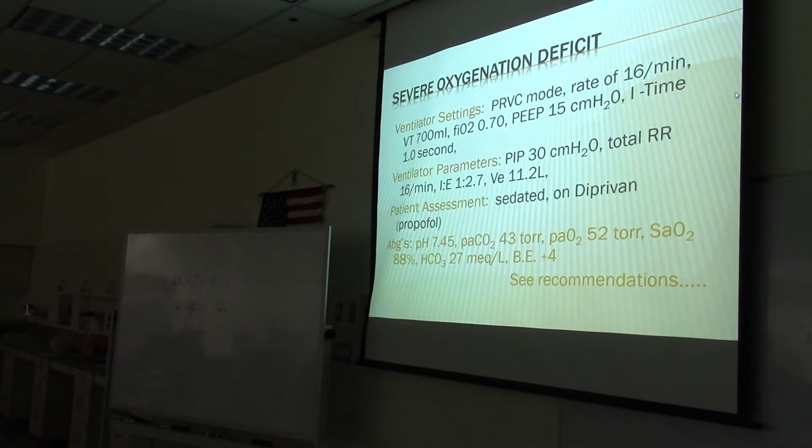All right, we have a severe oxygenation deficit here. Patient on a ventilator in PRVC with a rate of 16 per minute, tidal volume 700, FiO2 is 0.7, and the PEEP is 15. The I time is 1 second. These scenarios are old. I don't know if you can tell that because tidal volumes were typically 700 to 900 when putting a patient on a ventilator. Typically 15 mLs per kilo was used. Years ago, they started out with these really big tidal volumes, and a lot of people had ruined lungs from it.